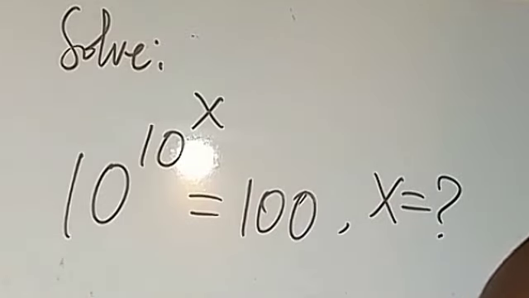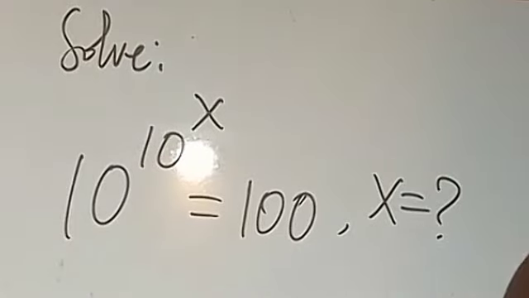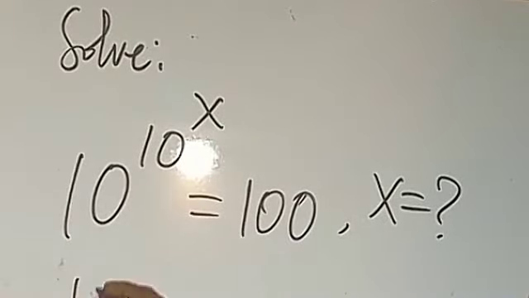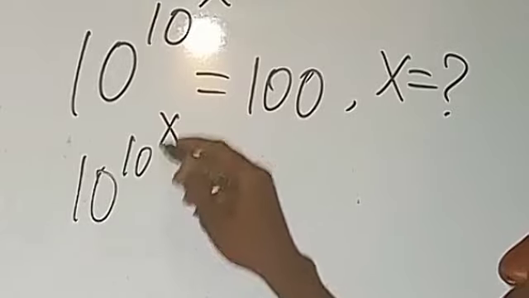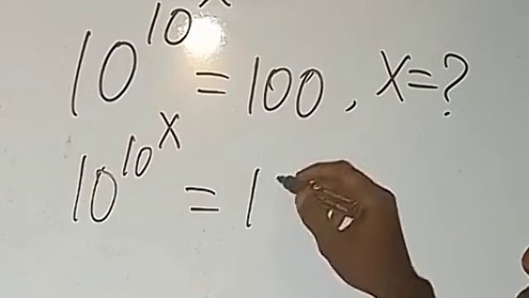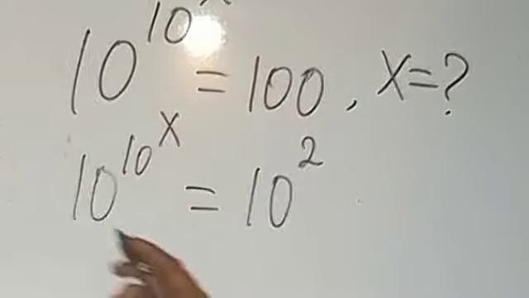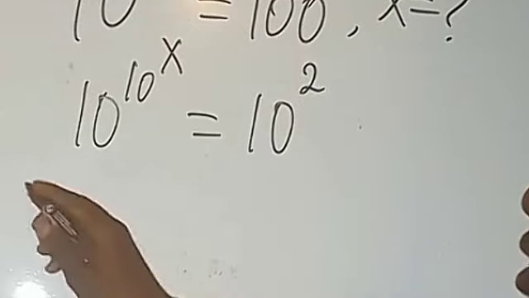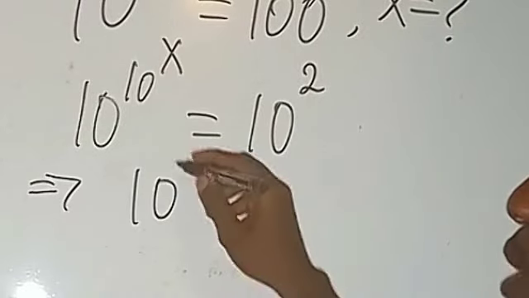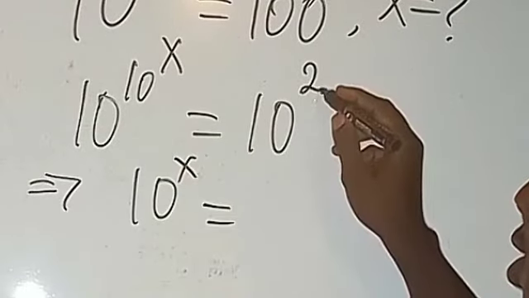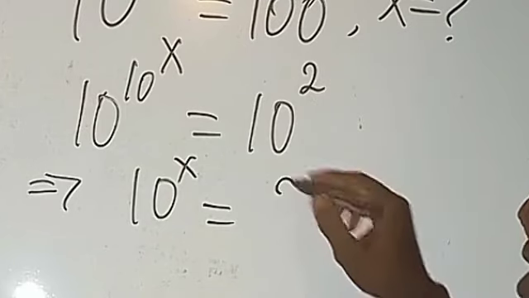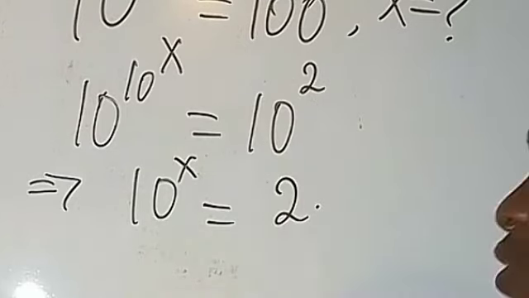We have this problem here. We want to look for the value of x in 10^x = 100. Now I'm going to rewrite this as 10^x equals... I'm going to write 100 as 10 to the power of 2, because 10 to the power of 2 will give us 100, right? Now from here, the bases are the same, so this implies that 10 to the power of x equals the power here, which is 2. So now from here, what are we going to do?